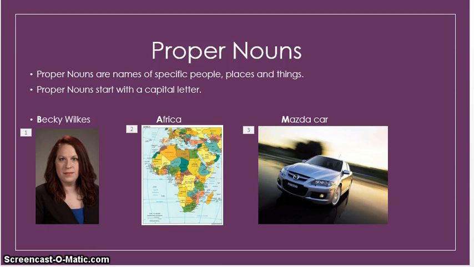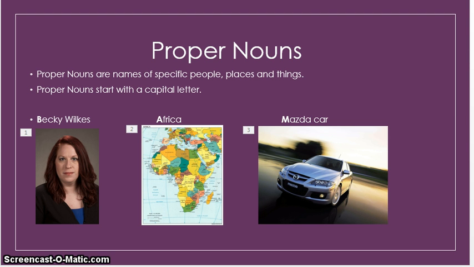Then we have proper nouns. Proper nouns are names of specific people, places, and things. Proper nouns start with a capital letter. In the first picture, you will see a woman. Her name is Becky. Her name, Becky, starts with a capital B. Names of people are proper nouns, and they start with a capital letter.